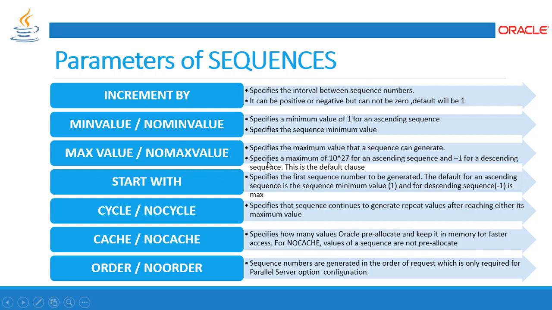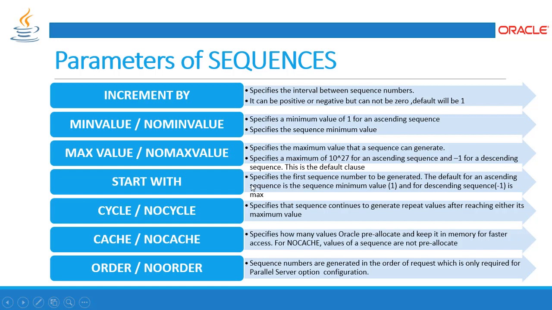Max value and no max value. Similarly, we have a limitation: a sequence has a limit that the user can decide. So specify the maximum value that the sequence can generate. This is the maximum range for an ascending sequence, that is the limit of the sequence for inserting values, and -1 will be the maximum for a descending sequence, which is the default clause.